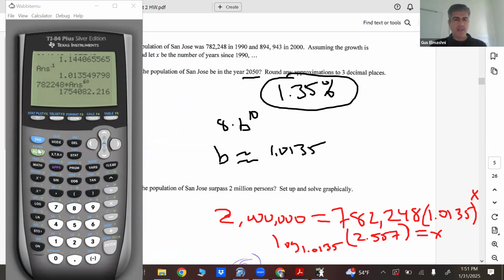If I do Alpha Window, by the way, that's how you can access change of base for log. If I grab that, and if I do 2 million and 782,248, which I knew what it was anyway. Yeah, so about 70 years.